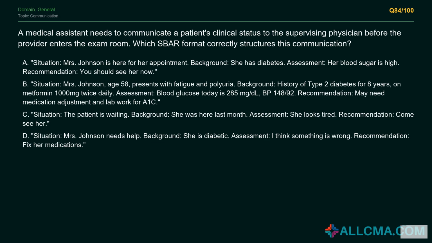Option C, situation. The patient is waiting. Background, she was here last month. Assessment, she looks tired. Recommendation, come see her. Option D, situation. Mrs. Johnson needs help. Background, she is diabetic. Assessment, I think something is wrong. Recommendation, fix her medications.